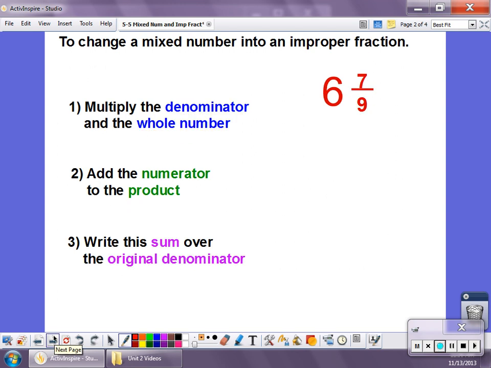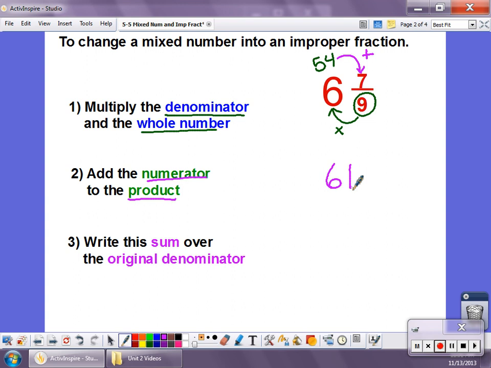So let's do another one. Okay, remember, step number 1, multiply the denominator and the whole number. So multiply the denominator times the whole number. 9 times 6 is 54. Now you want to remember that product because our next step is that we're going to add the numerator to the product. So 54 plus 7 gives me 61. That 61 is my new numerator, and I'm going to put it over the original denominator, which was 9. So 6 7/9 as an improper fraction would be 61/9.